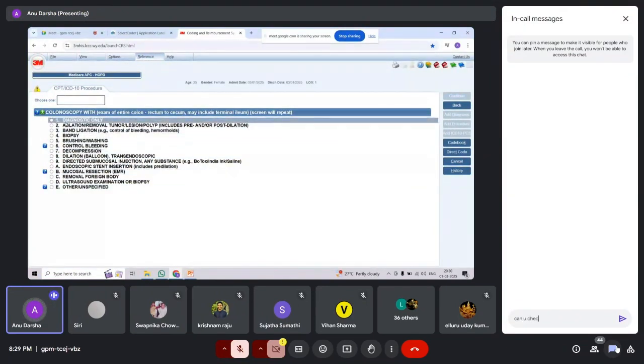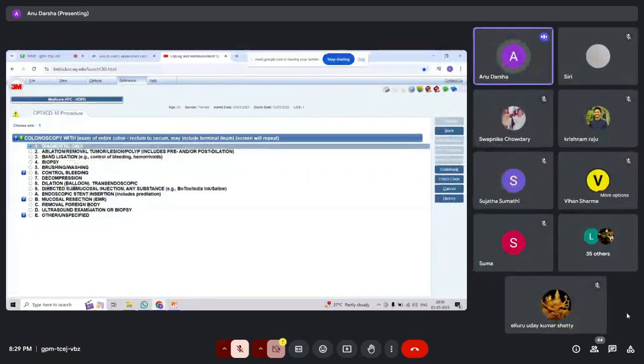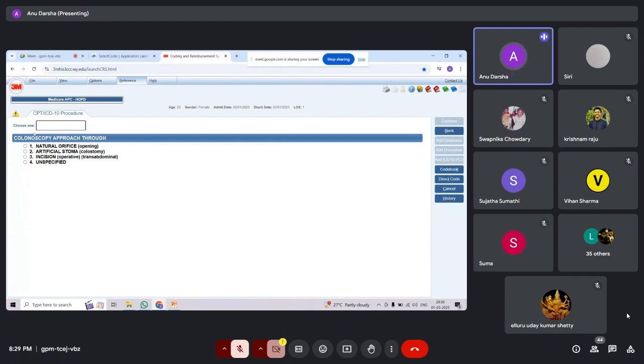So if they have not taken any sample or they have just investigated, they have placed the scope, everything was quite normal, and they are just withdrawing the scope, then you have to go with diagnostic. Okay, then it will ask you whether it is done through natural orifice or through colostomy. So some patients who already underwent colectomy, okay, patients might have some intestine removals, right? Colectomies they have done, for them they will have the colostomy.